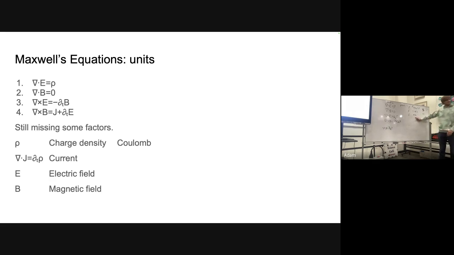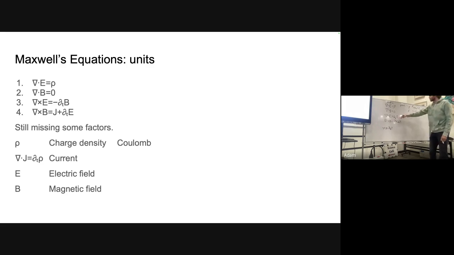So E is newtons per coulomb. Maybe spreading a lie here, but let's proceed to the magnetic field. That's force on charges. So we can calculate the unit of B from this other stuff.